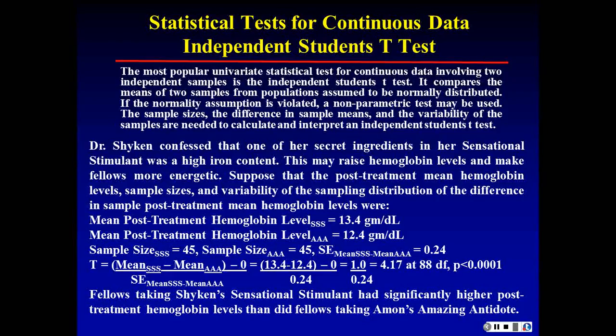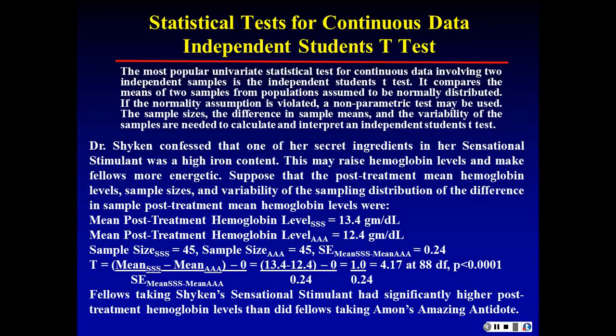You want to know where on that distribution of the difference in sample means your obtained difference, which in this case is a difference of 1, falls in that distribution. Did that make things clearer?